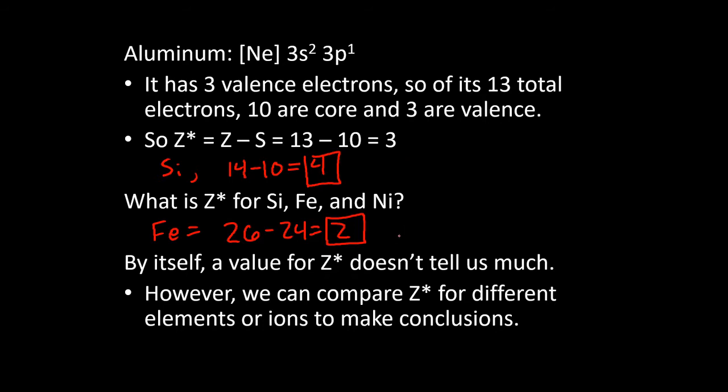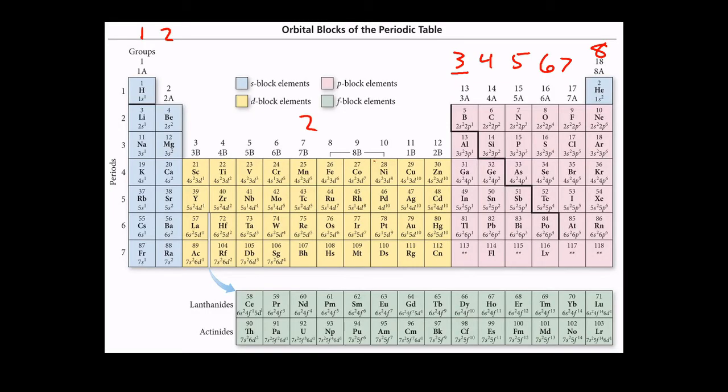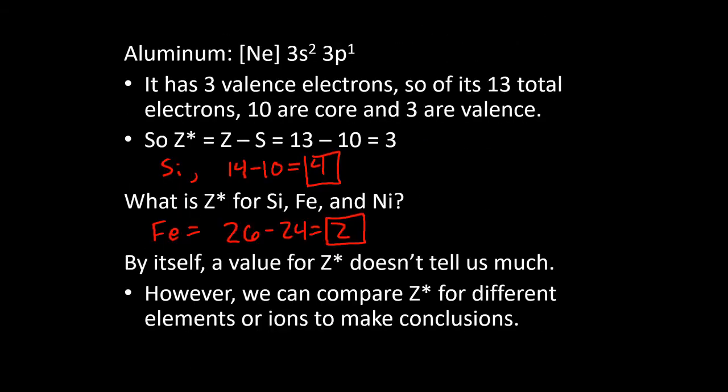And so then the last one there is going to be nickel, which is just after iron, if I remember correctly. 2 after. Okay, so 28. It will have 2 valence electrons as well. So it would be 28 and 26. So nickel, 28 minus 26, which is 2.